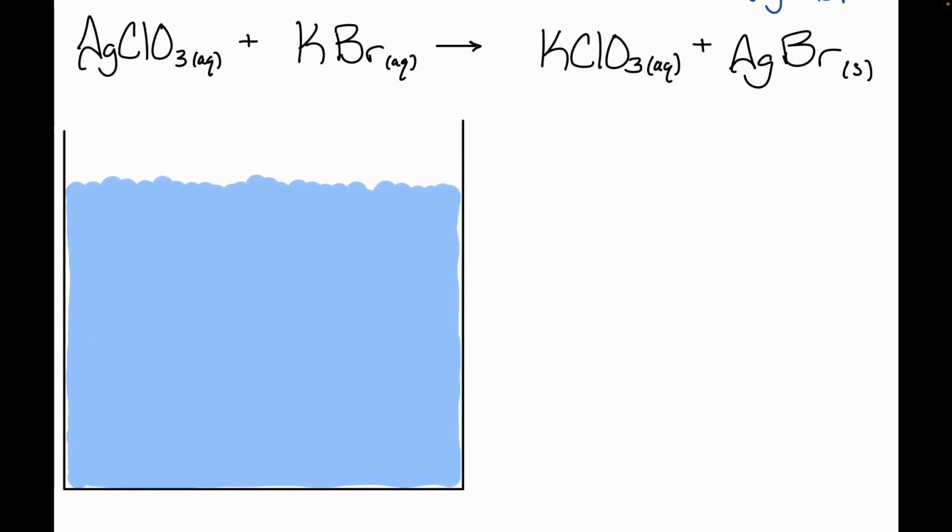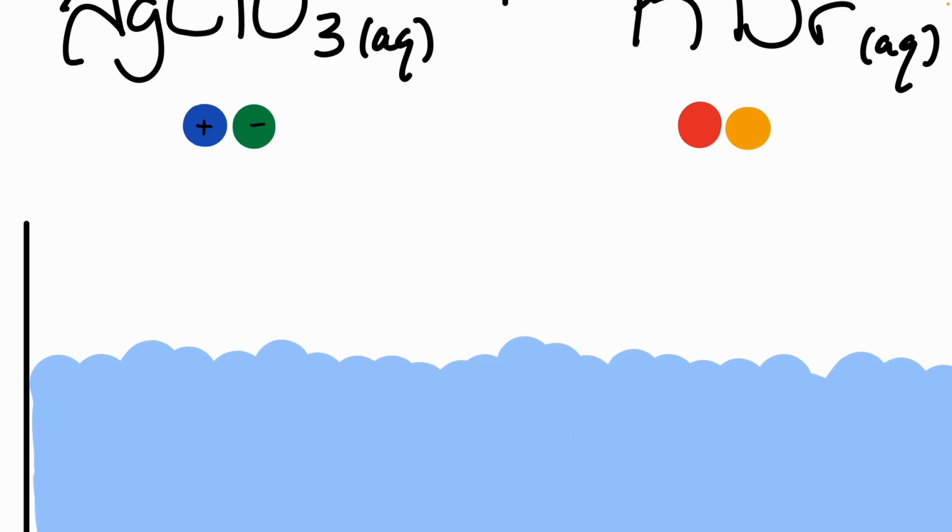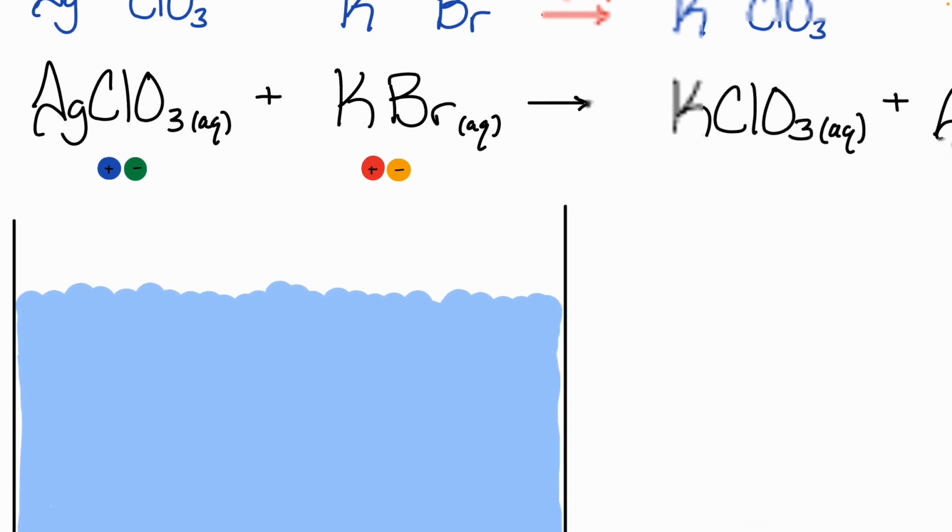This is rooted in what we learned last class with regard to what happens when you take an ionic compound and you make an aqueous solution with it. So I'm going to picture my silver ions in blue and these chlorate ions in green. So this is my silver chlorate compound right here. And my potassium ions we're going to show in red, and my bromide ions in orange here. I'll write in a little plus and minus so we remember who's who.